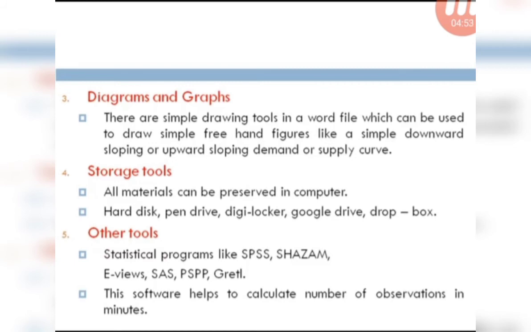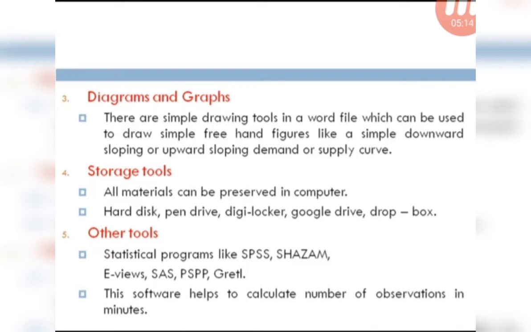Now the third point is the diagram and the graph. There are simple drawing tools in a Word file which can be used to draw simple freehand figures like a simple downward sloping or upward sloping demand or supply curve. So with the help of the computer you are able to draw diagrams and graphs also, as we have already done in detail regarding diagrams and graphs, but with the help of the computer you can do that also.